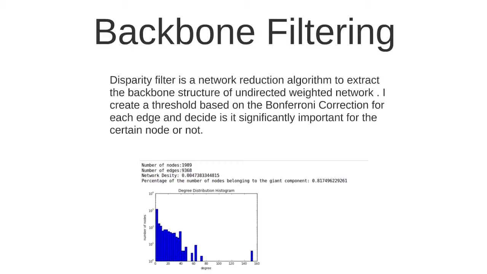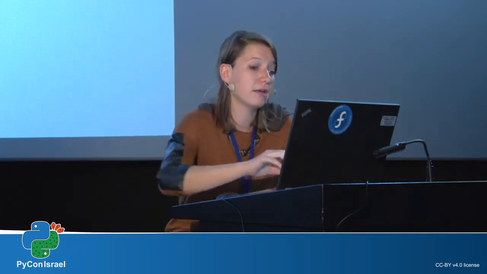And the real name is the disparity filter. It gives you back a backbone of the network, right? It's a backbone extraction, a really aggressive way to filter your network. You see, I used this one on the weighted network, and in the end I got 2,000 nodes from 11,000. So it's really just the core part of the network.